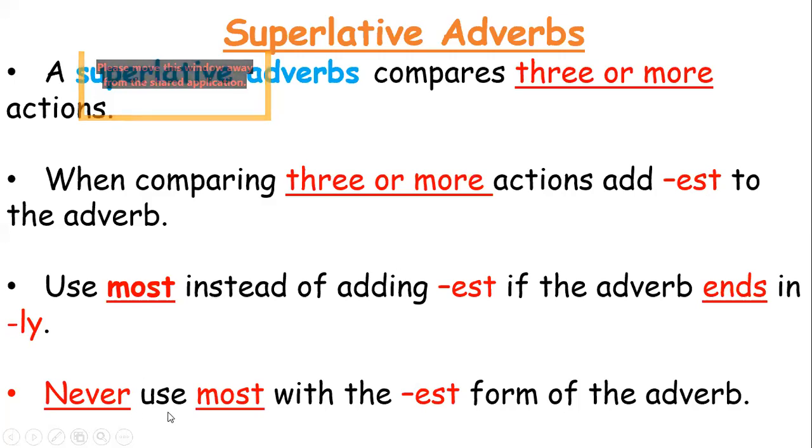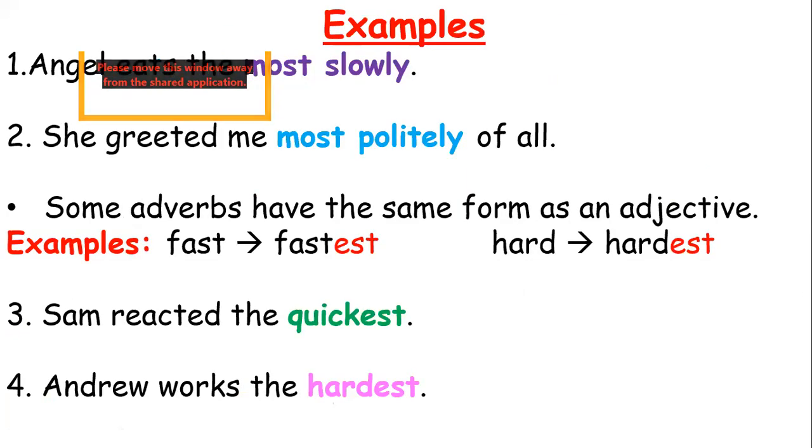Okay? Never, of course, use most with the e-s-t form of the adverb. He ran the most quickly of all, but we cannot say he is the most tallest of all. We cannot use most with an est, and we cannot use more with er.